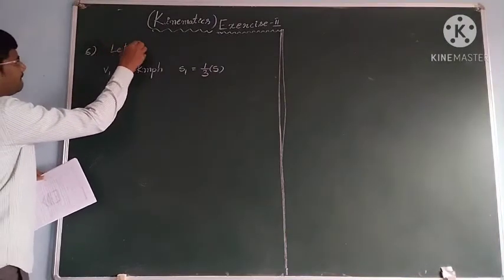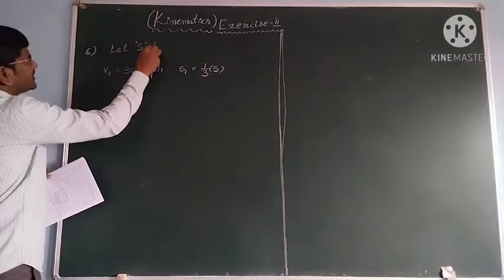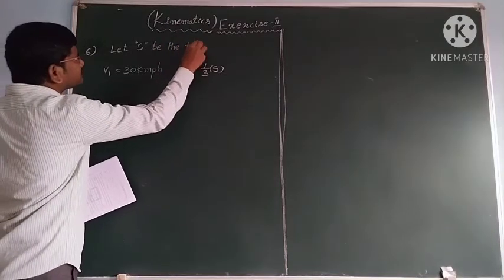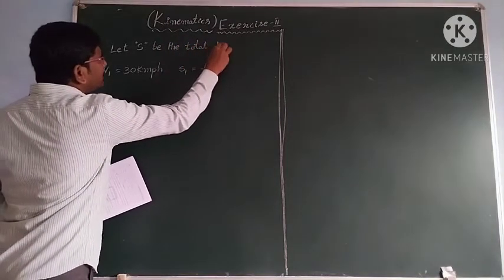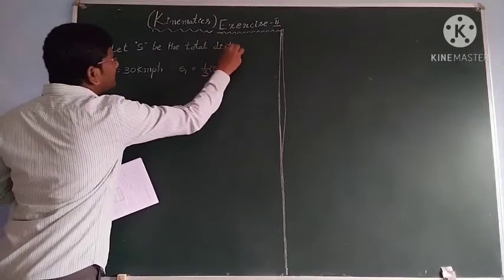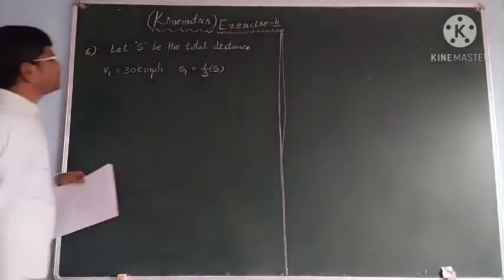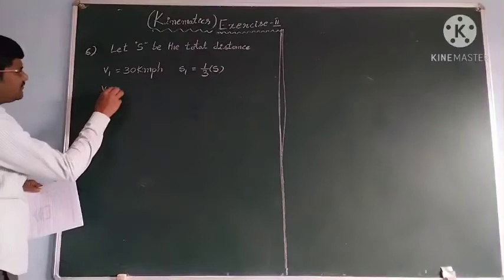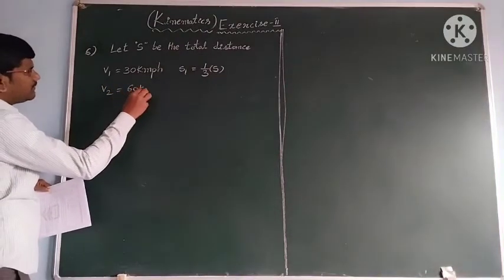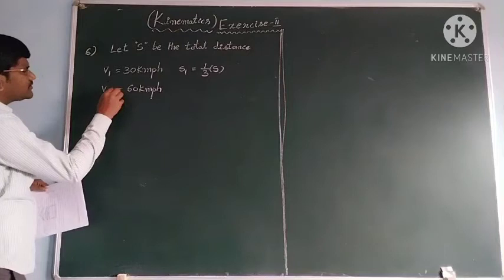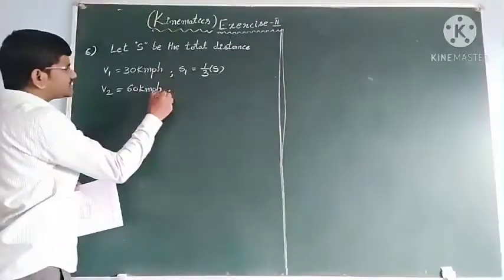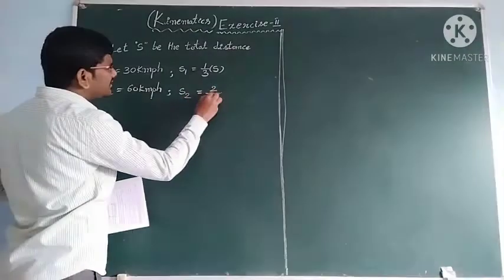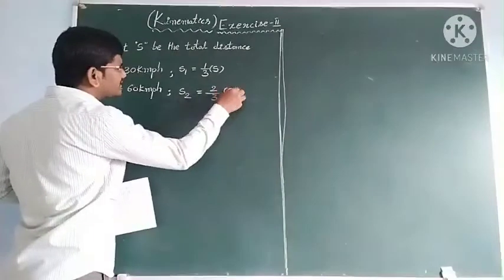Let s be the total distance. Then with speed v1, distance s1 is covered, and with another speed v2, that is 60 kmph, the covered distance is s2. s2 is equal to 2 by 3 of s.